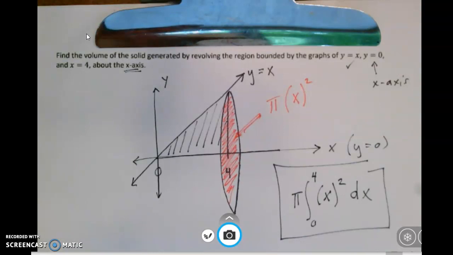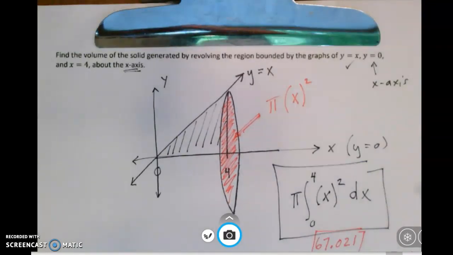Forget in our calculator, we'd actually work this out. We'd go 1/3 x to the third power. Why don't you work that out real quick? Okay, so the answer comes out to 67.021 if we do it on our calculators.